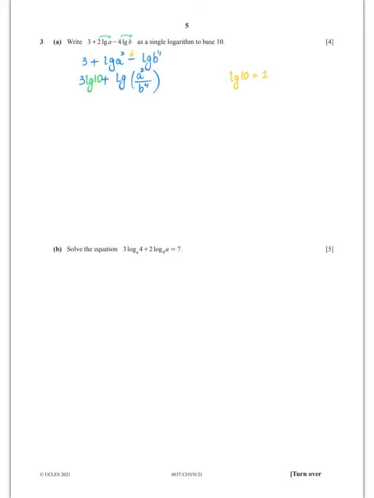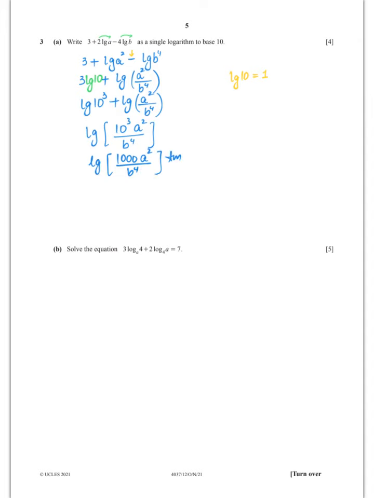But the benefit is we can write it in the form log of 10 cubed plus log of a square divided by b to the 4. And now on both sides we have log. So it will be log of 10 cubed times a square divided by b to the 4. The benefit is now you have a single log for this entire question. And finally you can write it as log of 1000 a square divided by b to the power 4, and that is your final answer.